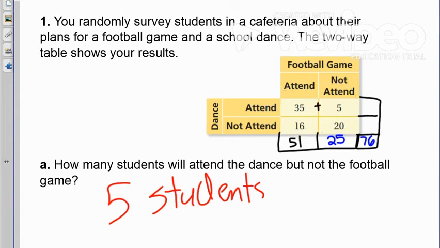Now we're going to add up going across here. So we're going to do 35 plus 5 is 40. So those are the number of students who attended the dance. And then we have not attended the dance. We should have 36, and 40 plus 36 does equal 76. So you can now say that 40 students attended the dance, 36 did not, and you can say 51 attended the football game and 75 did not as well.